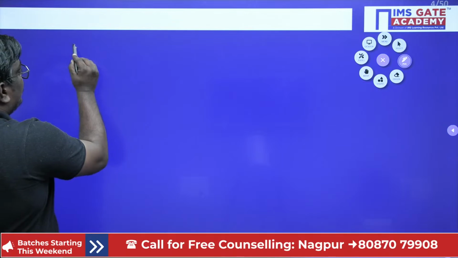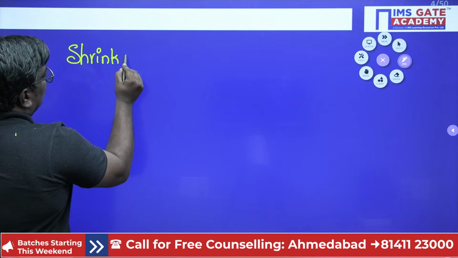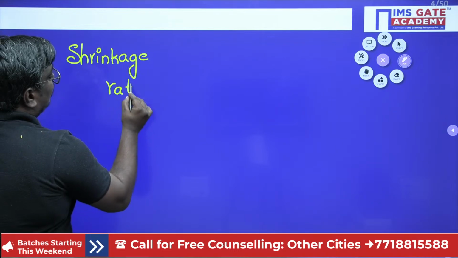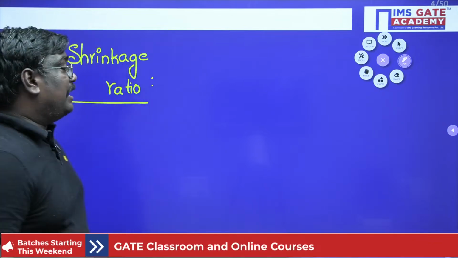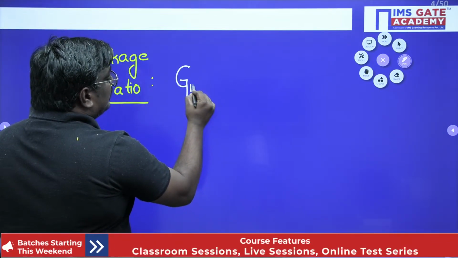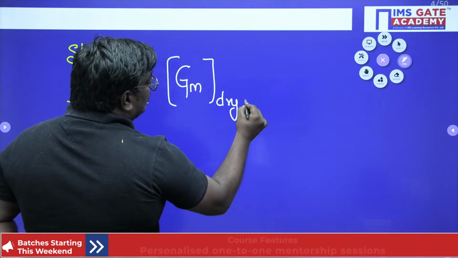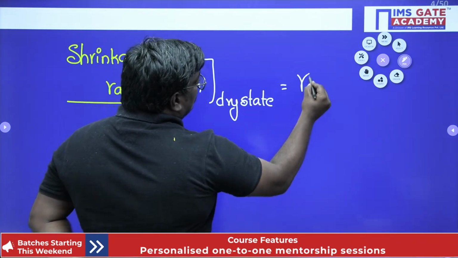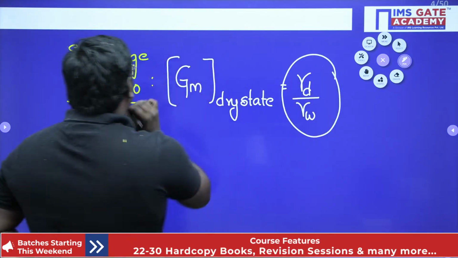Now, my dear students, we have a term called shrinkage ratio. What do you mean by shrinkage ratio? In simple words, it is the mass specific gravity at dry state. As I have previously explained, it is the mass specific gravity. Shrinkage ratio is defined as the mass specific gravity in the dry state, or you can write it as gamma d upon gamma w. So this is nothing but the shrinkage ratio.